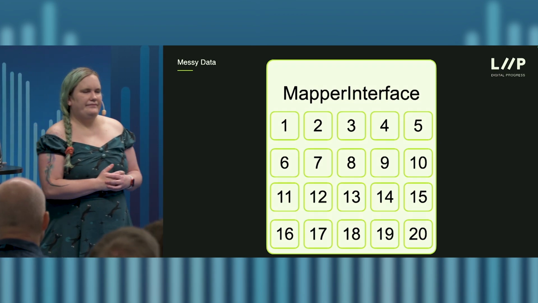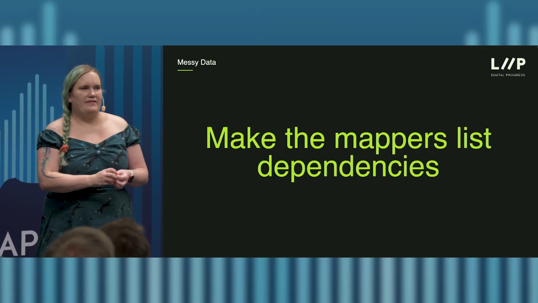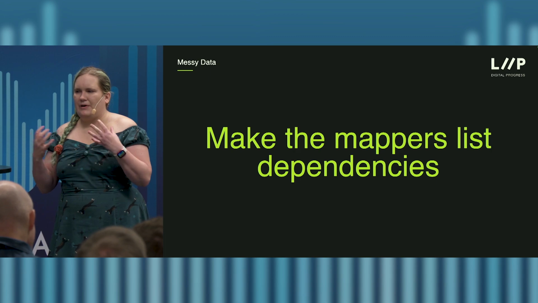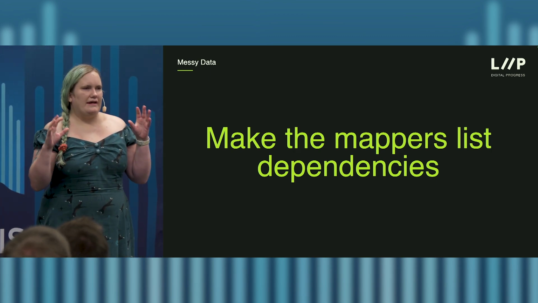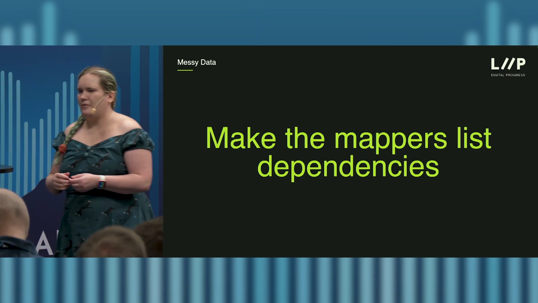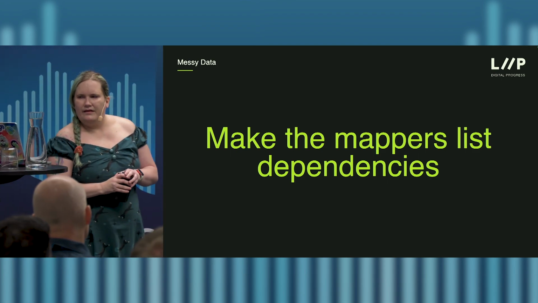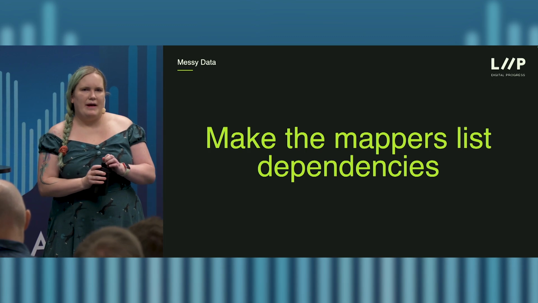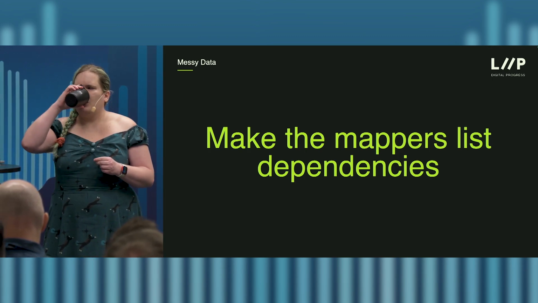So one of our learnings is never have a config list of any kind. Always have it in the mapper itself. Always let the mapper list dependencies. So in Symfony that we're using, we have the compiler pass to just make sure the mappers know in which order they're going to run.